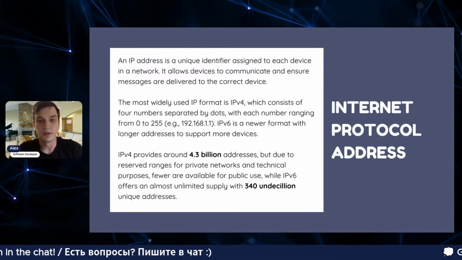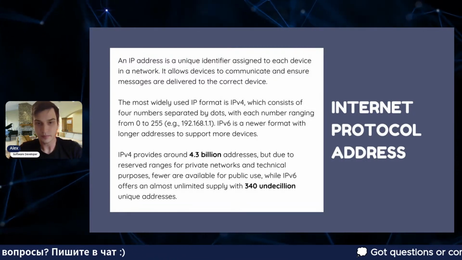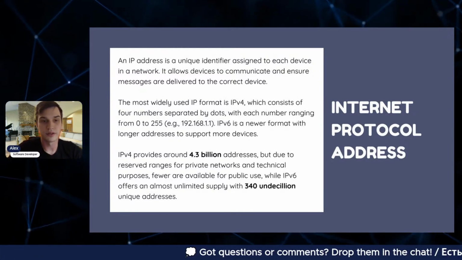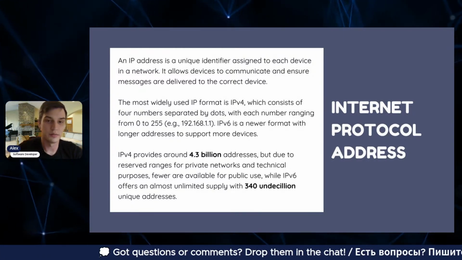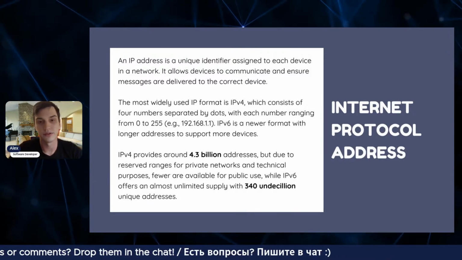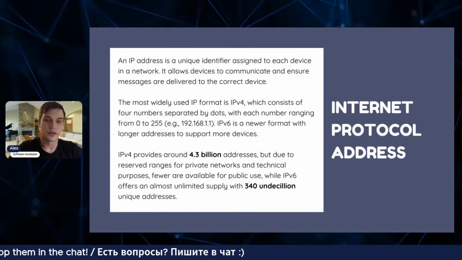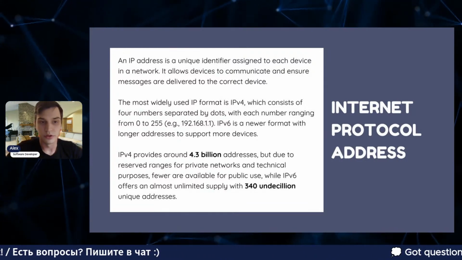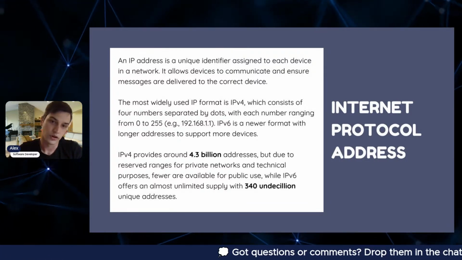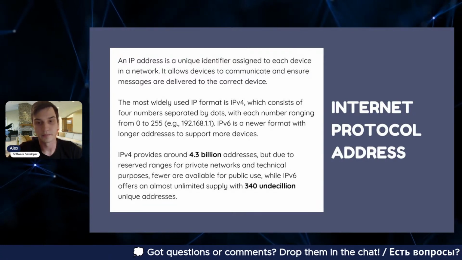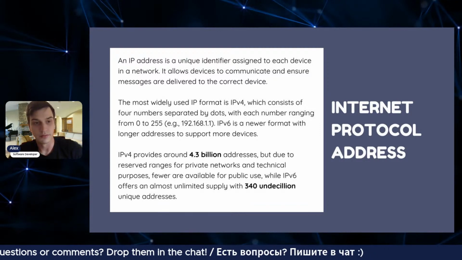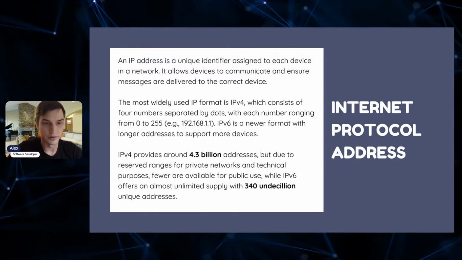And here comes the IPv4 protocol, the IPv4 format of IP address. So it's 4 numbers which are separated by dots, and each number is from 0 to 255. So for example, the usual IP of a router in a local network is 192.168.1.1. So an IPv4 can provide only 4.3 billion addresses.